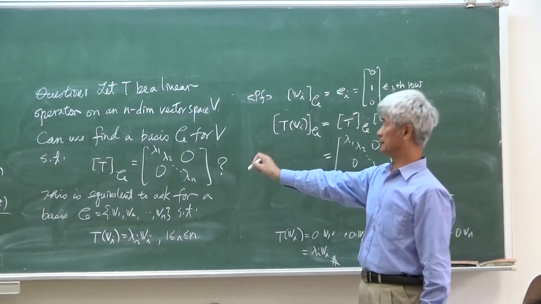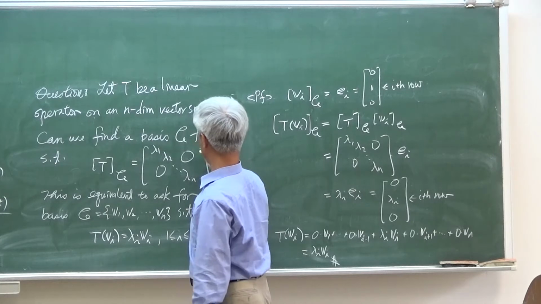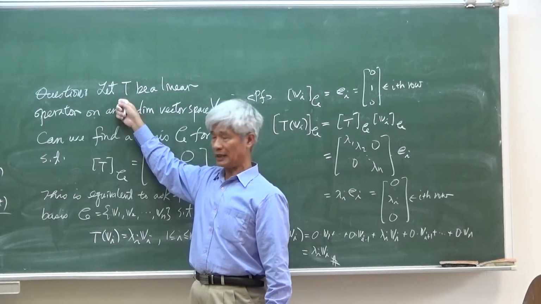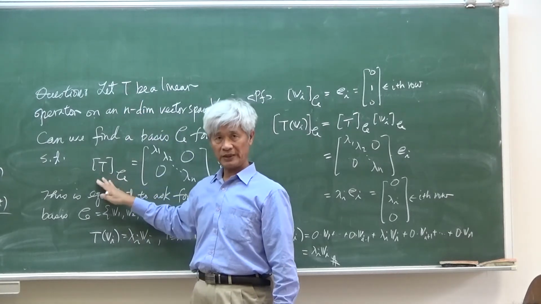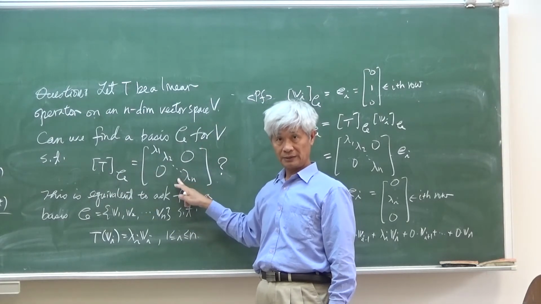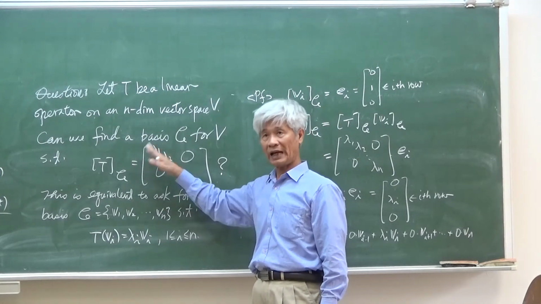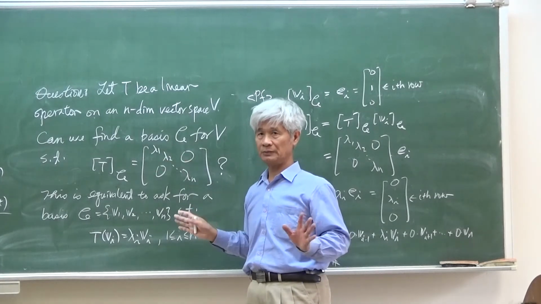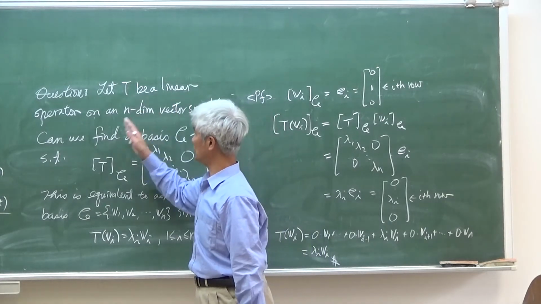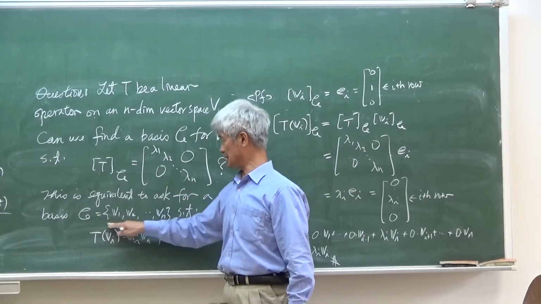So the question is to find a special basis for the vector space V such that the linear operator relative to this basis has such a matrix representation, and this matrix representation is the simplest one you can have, because a diagonal matrix representation is the simplest. So to achieve that goal, it is equivalent to ask for a basis.